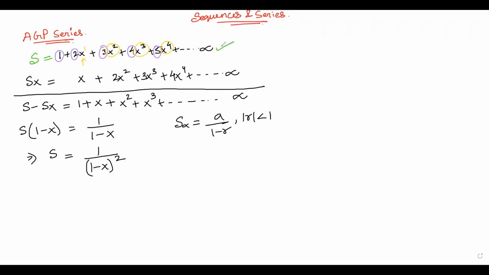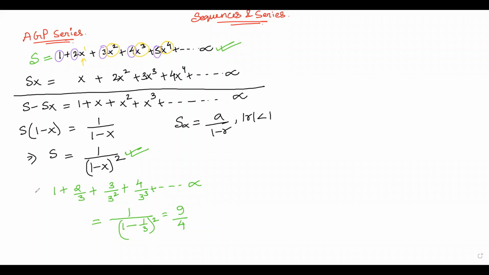So if an AGP series is in this form, then the sum of this series can be written as 1 upon 1 minus x whole square. For example, if an AGP series is given as 1 plus 2 by 3 plus 3 by 3 square plus 4 by 3 cube and so on till infinity, in that case, the sum for this AGP series can be written directly as 1 upon 1 minus x whole square. And here the value of x is 1 by 3. So this would be 1 minus 1 by 3 whole square. And if we simplify this, this would be 9 by 4.